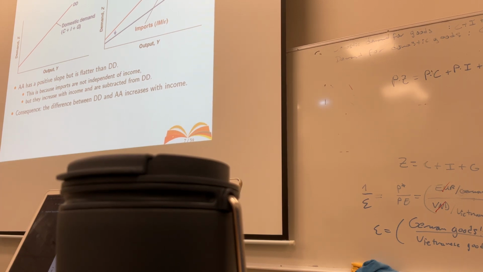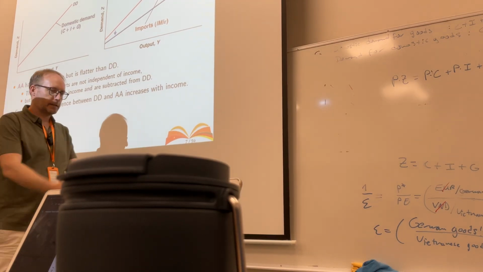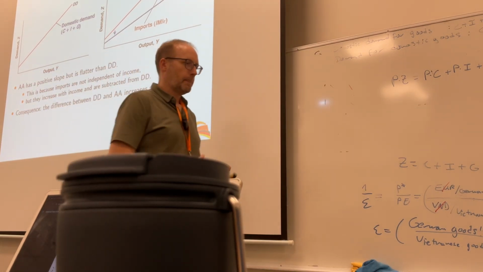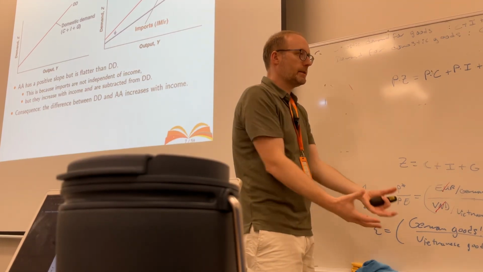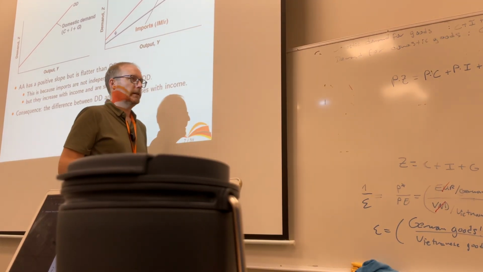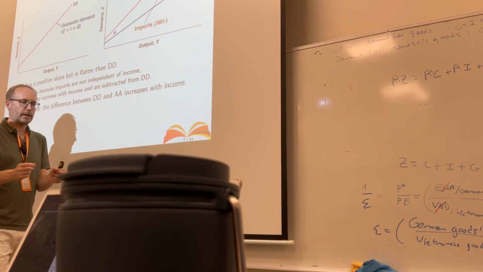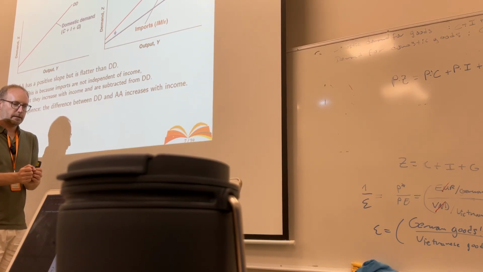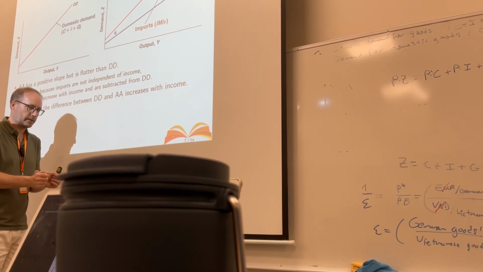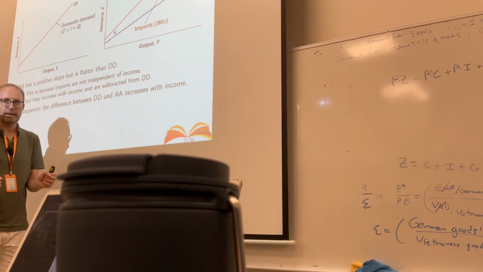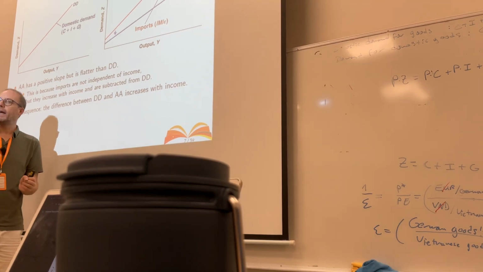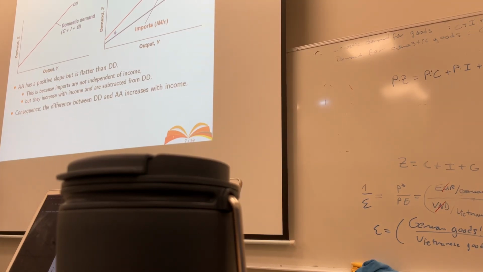Why? Because whereas before, as our income increased, we had to push all of this increased income into demanding more domestic goods. Now each additional unit of income is split between domestic goods and foreign goods. So it's increasing the demand for domestic goods by less than it would in a closed economy.